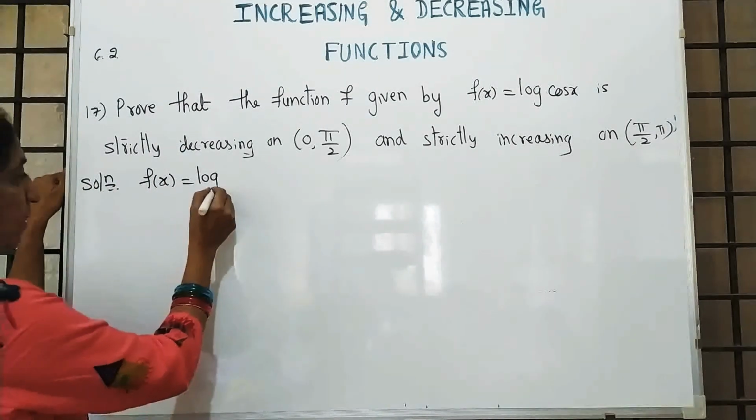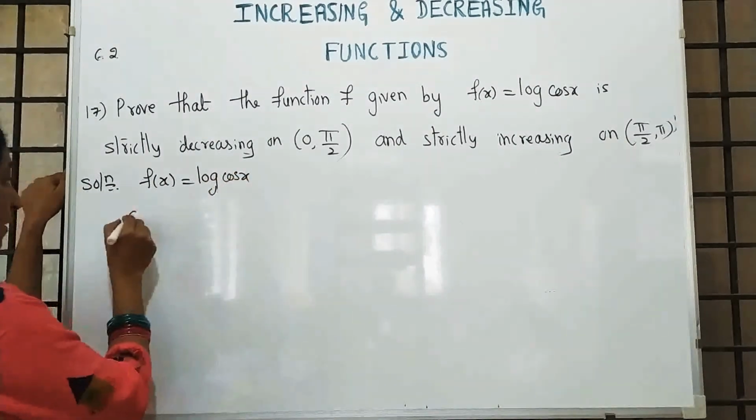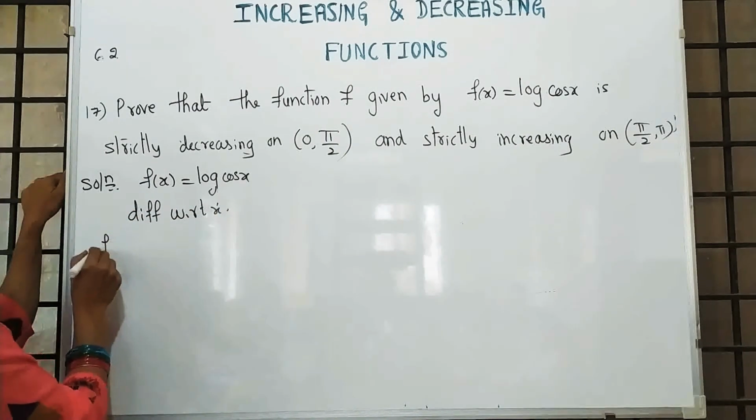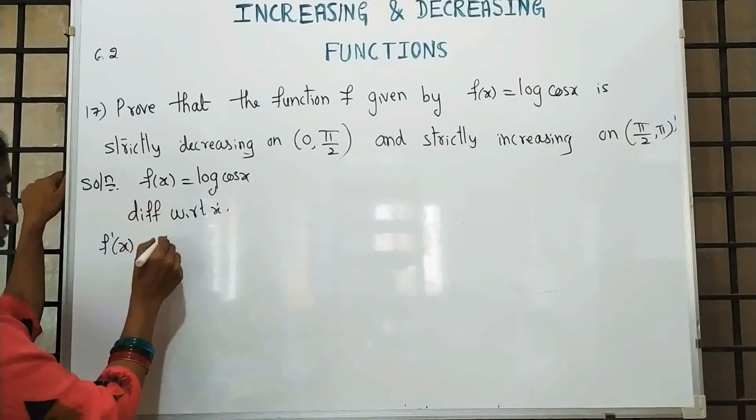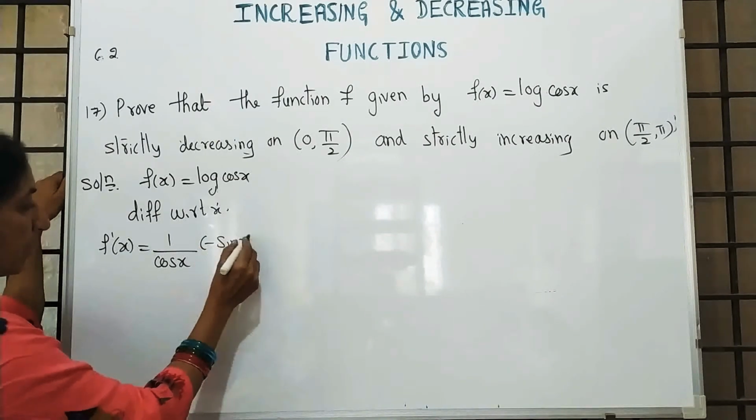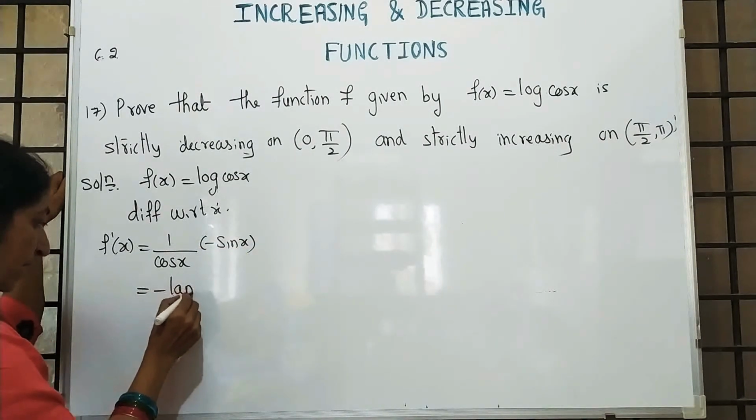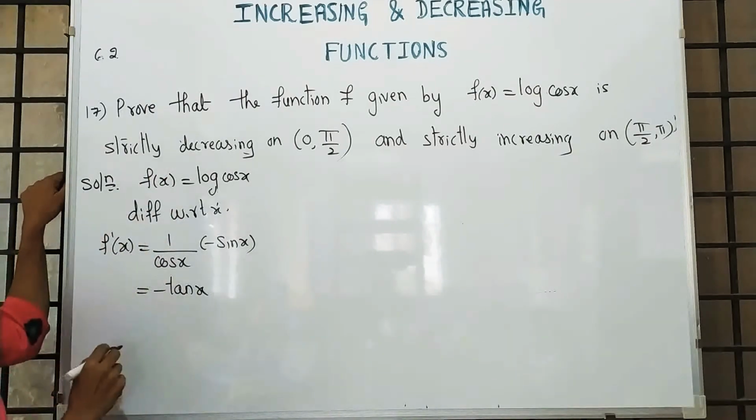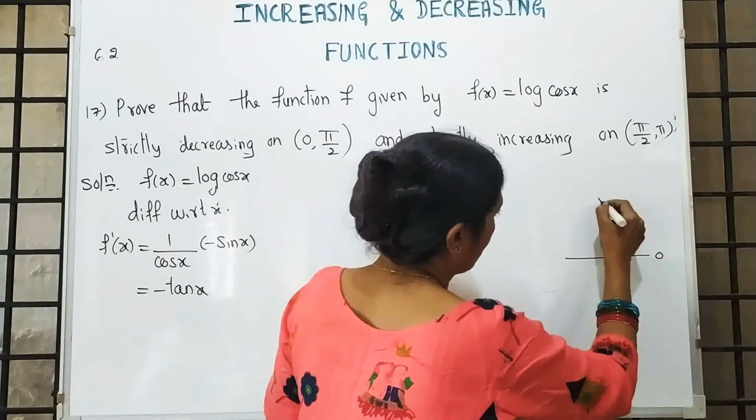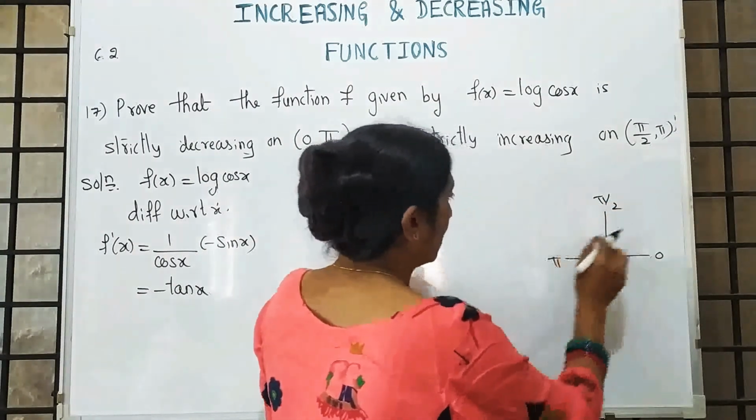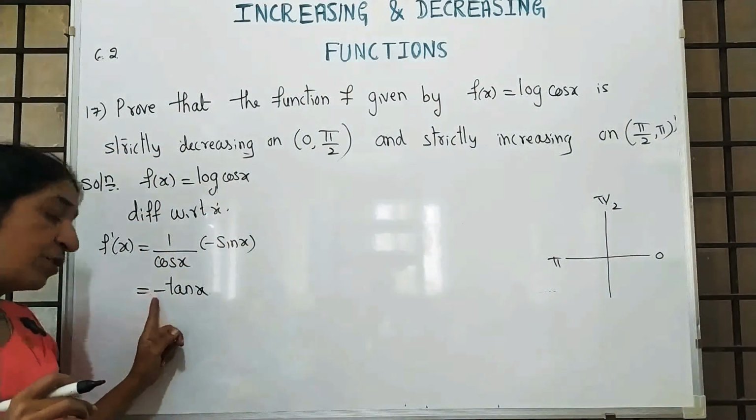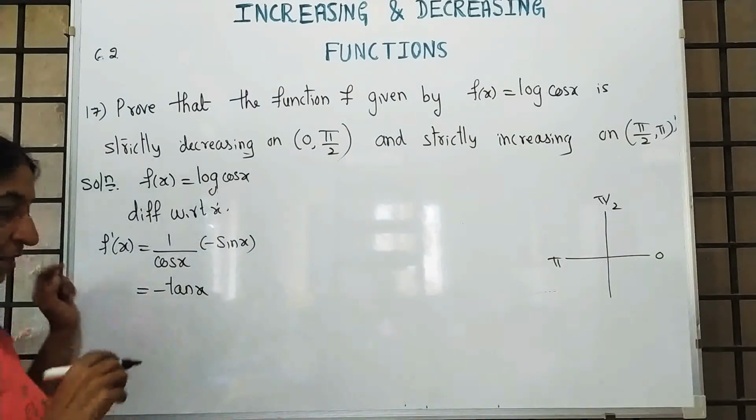Log of cos x. Differentiating with respect to x, f dash of x. Differentiation of log cos x is 1 by cos x. Differentiation of cos x is minus sin x. That means totally we got minus tan x. See, in the interval 0 comma pi by 2, this is the interval 0 to pi by 2, and this is pi by 2 to pi. 0 to pi by 2 is the first quadrant. In the first quadrant tan is positive, but outside we have a minus. Minus into plus is minus.